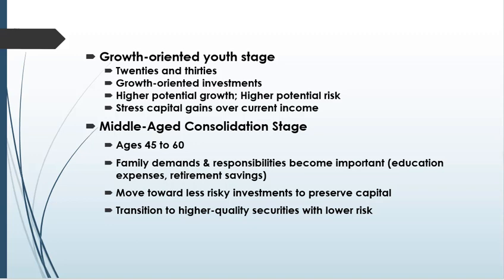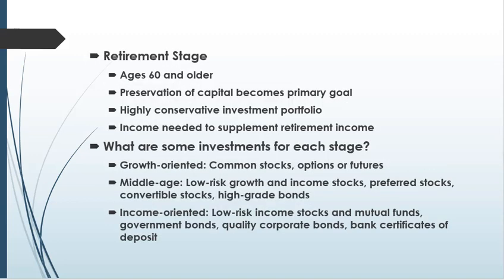At the middle age consolidation stage, we're getting family demands. Responsibility is going to be more important, right? Education, saving for retirement. We're going to move towards some maybe less risky investments, right? At the retirement stage, preservation of capital becomes our primary goal. So we're going to be much more conservative with how we invest. We may need to look at some alternative methods of income, right? We may need to find some ways to try to supplement our retirement income.